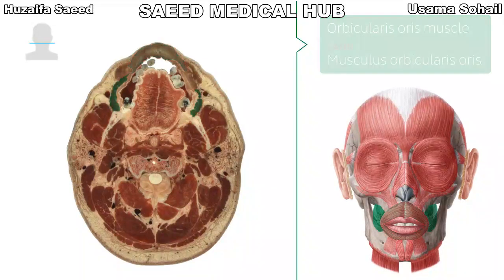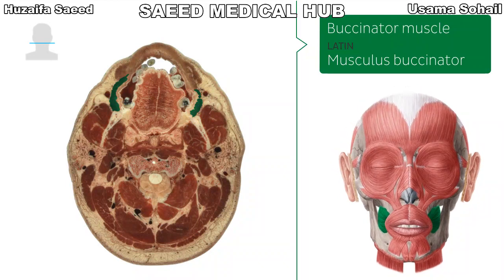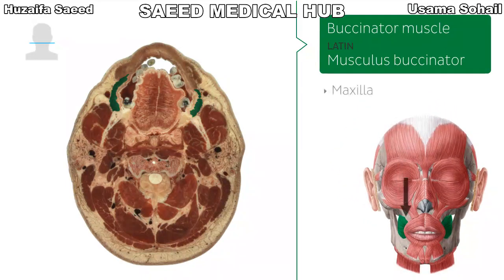Posterior and slightly lateral to the Orbicularis oris is the Buccinator muscle. There are two of these muscles, one on the right side of the tongue and one on the left side of the tongue. In the image on the right, we can see that the Buccinator is located over both the maxilla and the mandible of the skull.